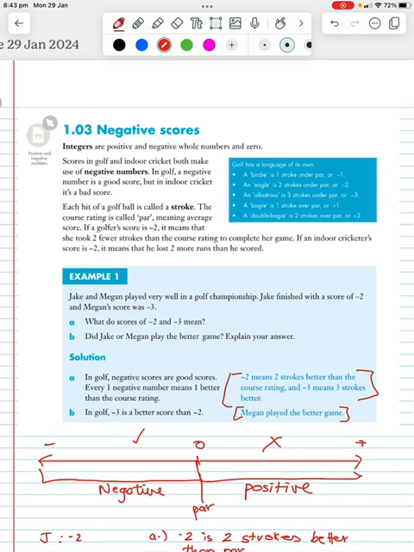So that's it for exercise 1.03 about negative scores. If you need a hand with what a negative number is, we can have a little bit more of a look into it, but I'm hoping that we have still got a pretty strong foundation from last year.